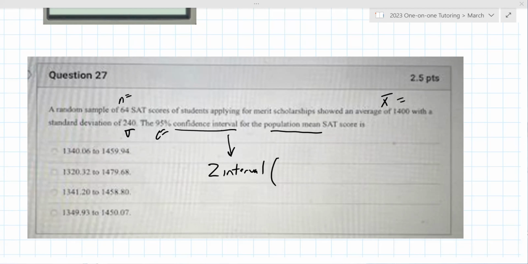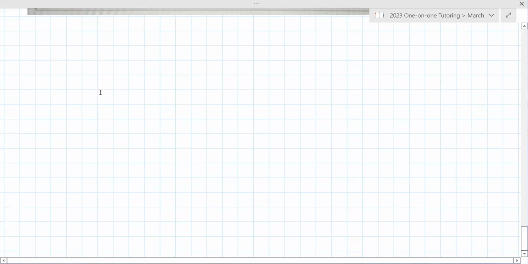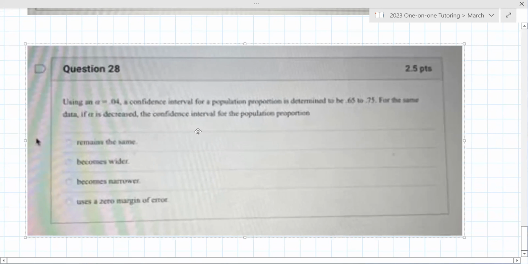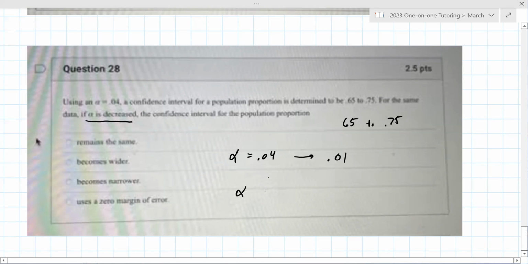28. All right, using an alpha equals 0.04, a confidence interval for a population is determined to be 0.65 to 0.75. For the same data, if alpha is decreased, so that means alpha goes from say 0.04 to 0.01. So when you decrease alpha, the confidence interval gets wider. And if you increase alpha, the confidence interval gets narrower.